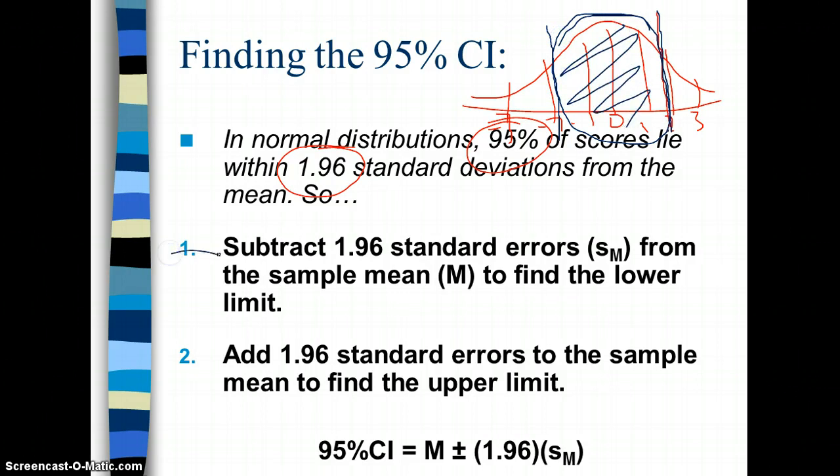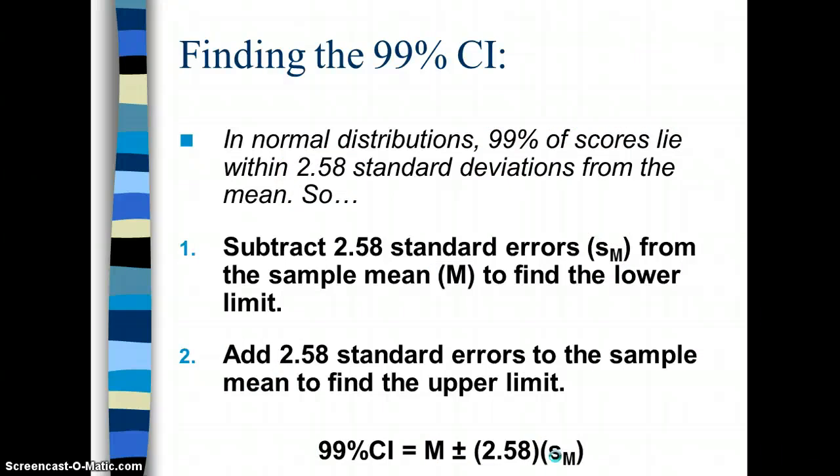So all we have to do is subtract 1.96 standard errors from the sample mean to find the lower limit. And then we add 1.96 standard errors to the sample mean to find the upper limit. All right? So a 95% confidence interval is the mean plus or minus 1.96 times the standard error.